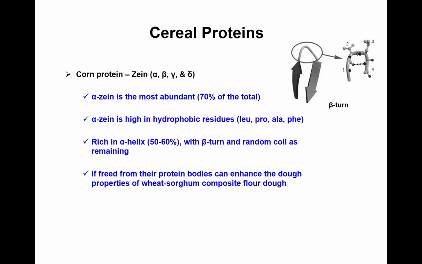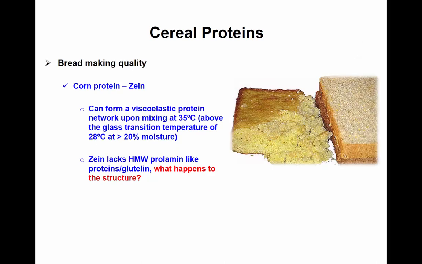The protein exists in protein bodies in corn. However, if it is released from the protein bodies, it can help in enhancing some dough characteristics, but not as a standalone, only in combination with flour. Looking more into the viscoelasticity of this protein, there is another paper that I posted on Moodle that looked at how we can make a viscoelastic dough from corn protein. They found that maybe we need to prepare the dough under conditions that allow it to go over the glass transition, so that we can convert the glassy protein to flowable protein.